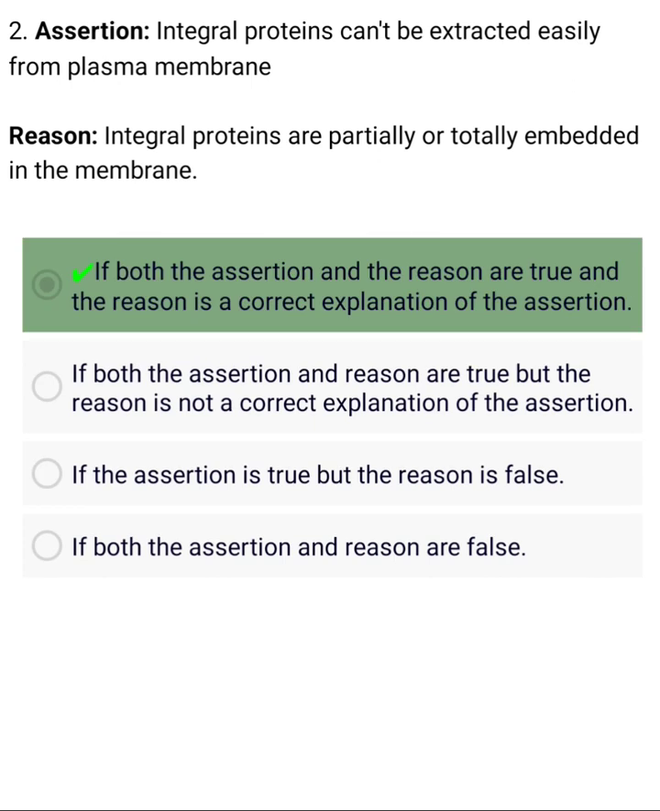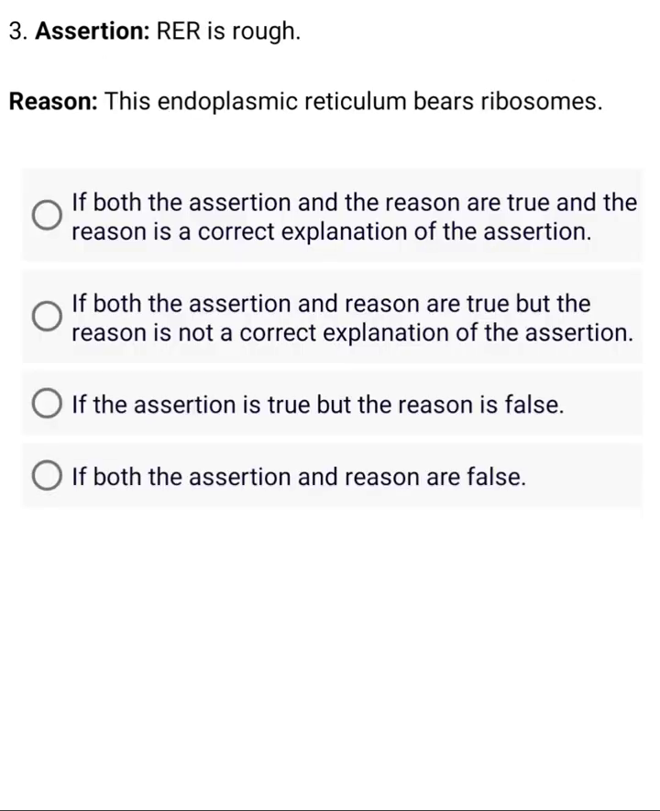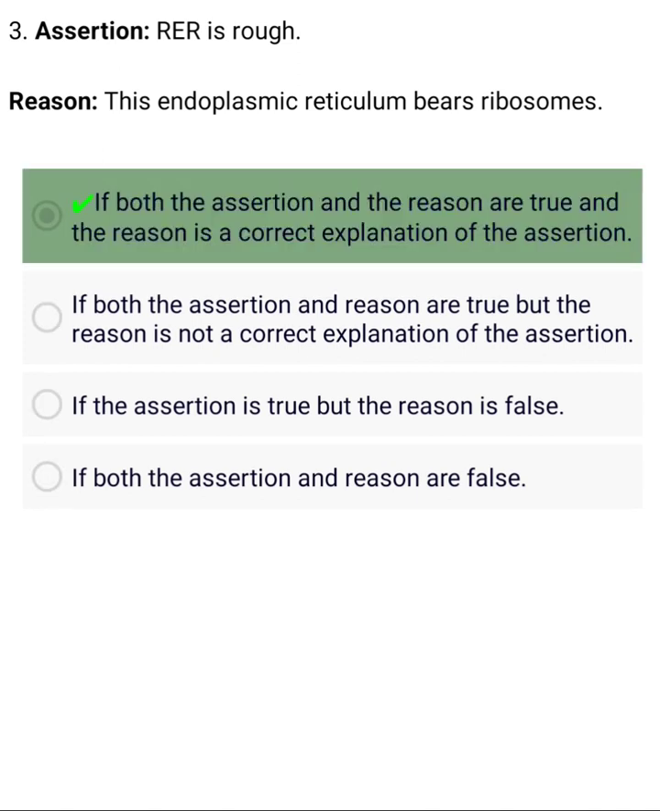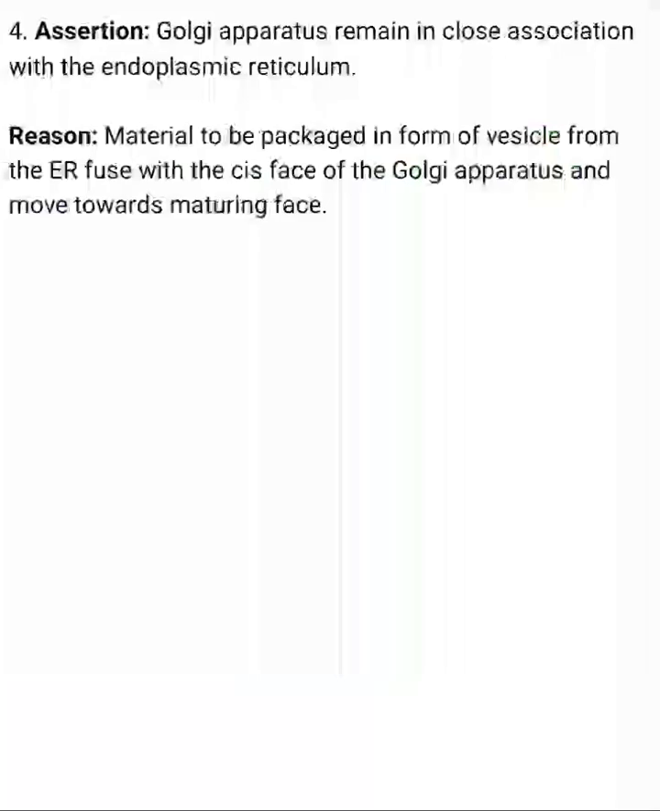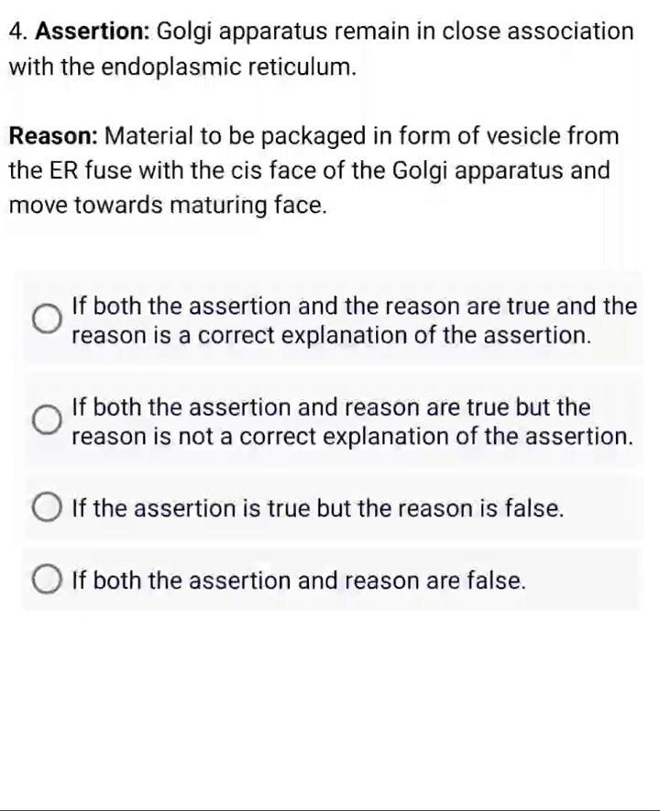Right. Assertion: RER is rough. Reason: This endoplasmic reticulum bears ribosomes. Right. Assertion: Golgi apparatus remains in close association with the endoplasmic reticulum. Reason: Material to be packaged in the form of vesicles from the ER fuses with the cis face of the Golgi apparatus and moves towards the maturing face.